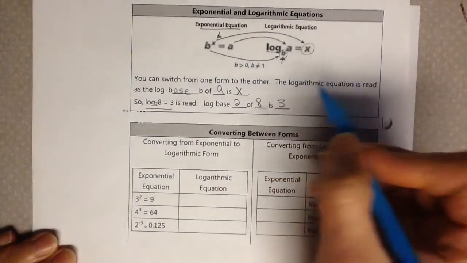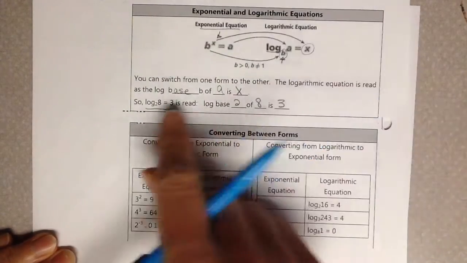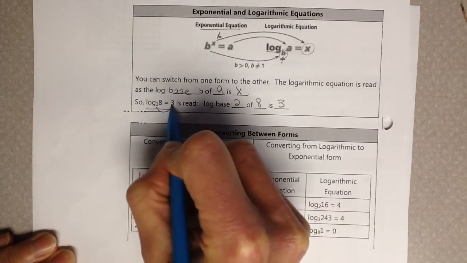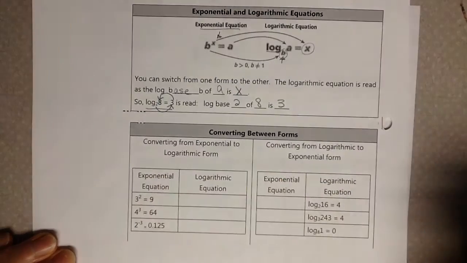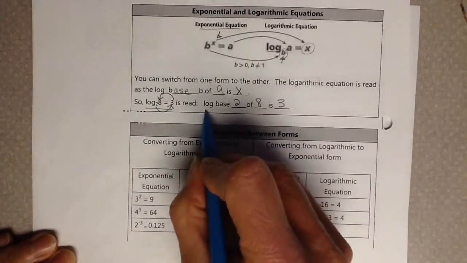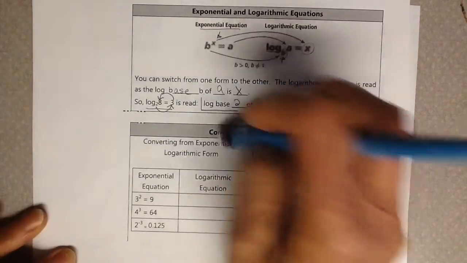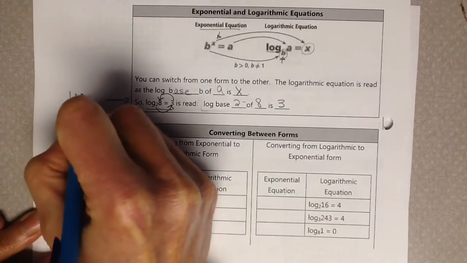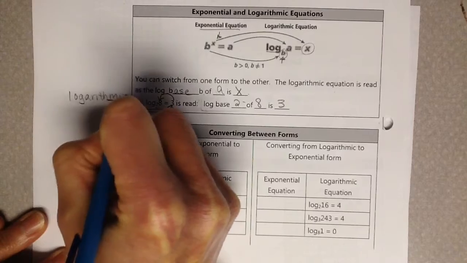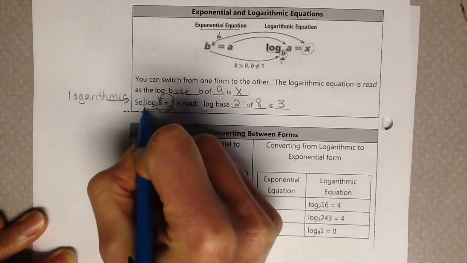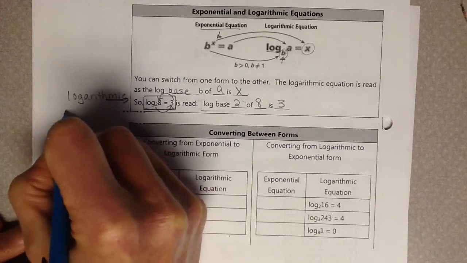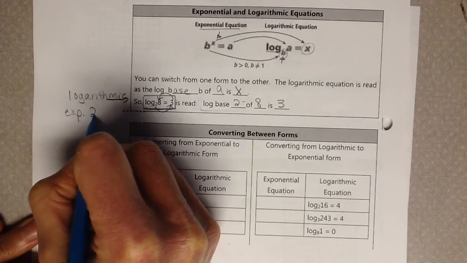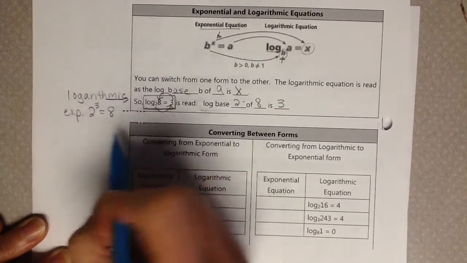So this is your exponential form. If I would write this in exponential form, it would be 2 to the third equals 8, and it has to be a true statement. So this is the logarithmic form. This is logarithmic right here. And then exponential would be the base raised to the power, so 2 to the third equals 8. And it has to be a true statement.